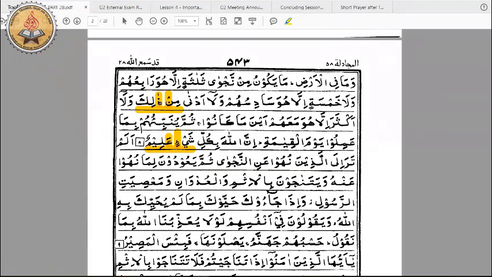Min dhalik. Min ذلك. Okay, excellent. When we make a pause here, it turns into dhalik with the sukoon on top, okay? And also ذلك. Excellent. Well done, mashallah. And also, yeah, you just did it right, actually.